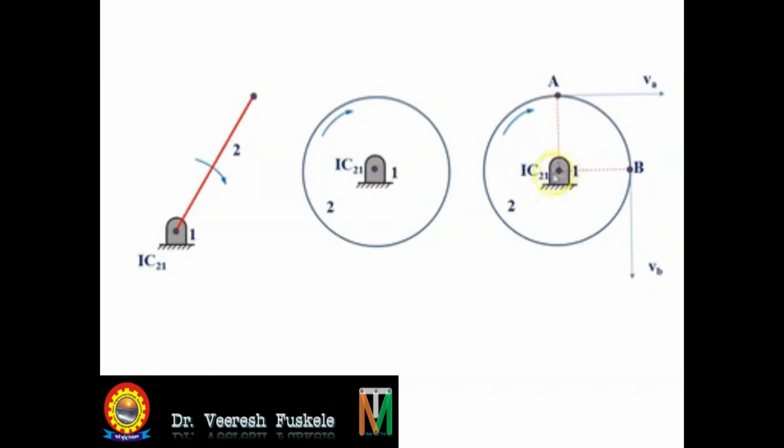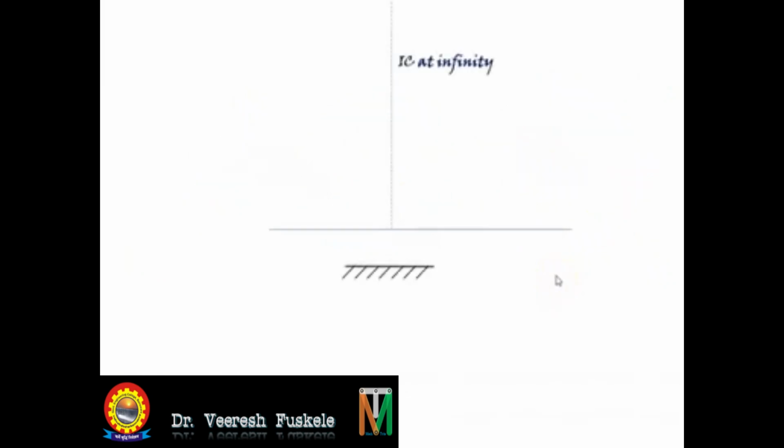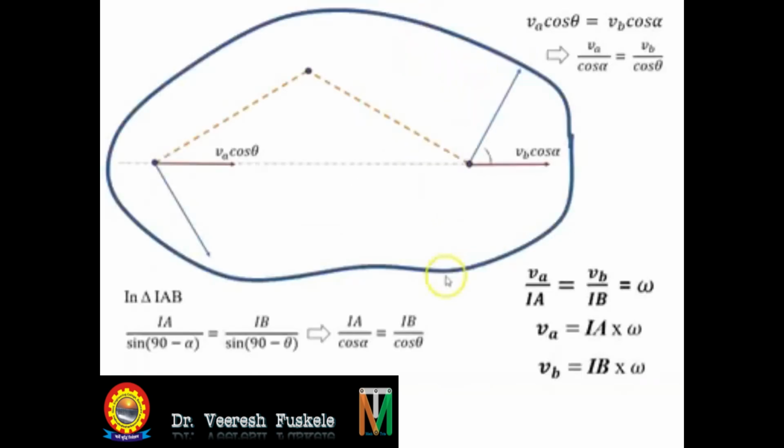And this center is the instantaneous center of this example. Next, we see a pure translation motion. Suppose there is a pure translation motion, then we say that the instantaneous center lies at infinity in the direction perpendicular to the direction of translation. So the instantaneous center will be at infinity in this case.